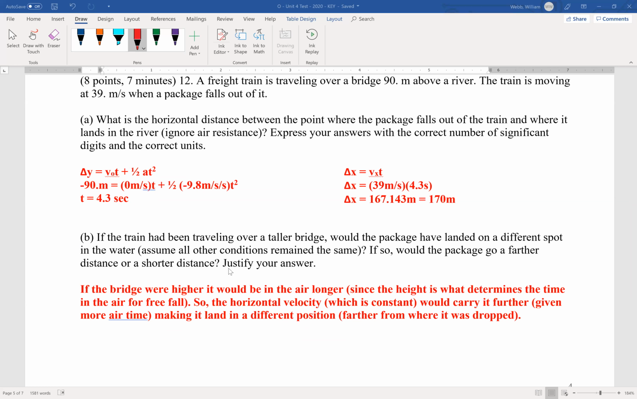Now, whether you showed sig figs on the time or not doesn't matter, because the time isn't the final answer. So you could round the time or not. You do need to round your final answer though.